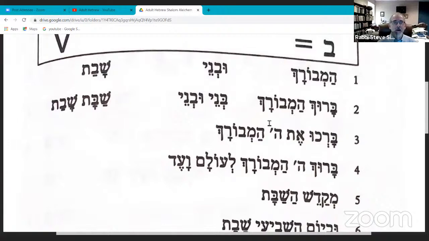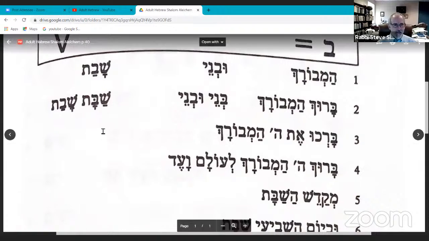Hamevorach. Baruch Hamevorach. Hamevorach is a very common word in Hebrew. It means the blessed one. B'nai uvnei. Shabbat, Shavat. You see that Shabbat and Shavat are nearly identical. Obviously, the only difference is one has a dot and one does not. One is the bet, one is the vet.